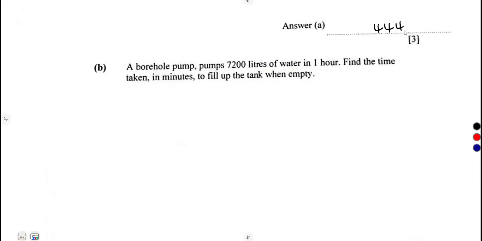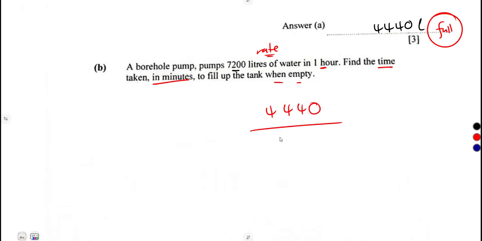All right. Then a pump pumps 7,200 liters in 1 hour. So this is the rate at which it is pumping. Find the time taken in minutes to fill up the tank when empty. So when empty, you have to fill up how many liters? Full until it is full. So it's going to be the capacity divided by the rate at which you're pumping, 7,200. So this is per hour. So this is going to give us our answer in hours.